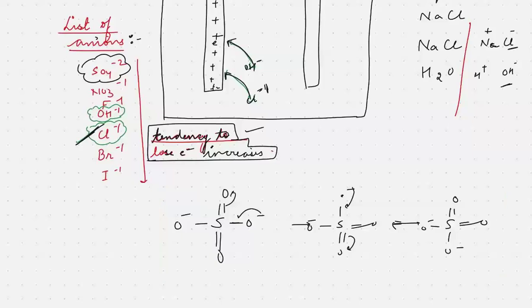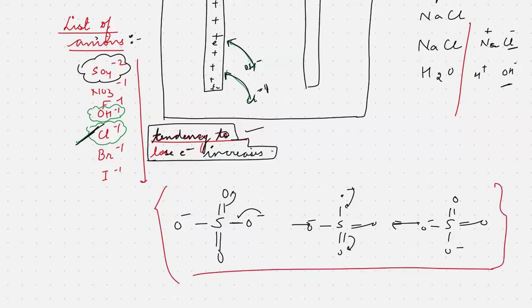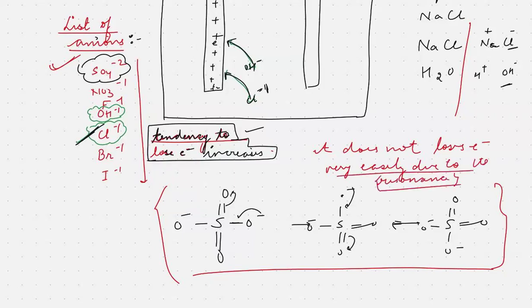I hope you're understanding. And when this electron is very tightly held, what exactly does that mean? Just tell me. Won't lose electrons easily. That is why sulfate is at the top and it does not lose electrons very easily because of resonance. Am I right or not? So when it does not lose electrons due to its resonance, that's the basic idea we have. You understand the point. So when we have sulfate, nitrate, fluoride, hydroxide, and all of that series, that is how the series is made. So we know that out of OH negative and Cl negative, Cl negative will go and deposit itself.